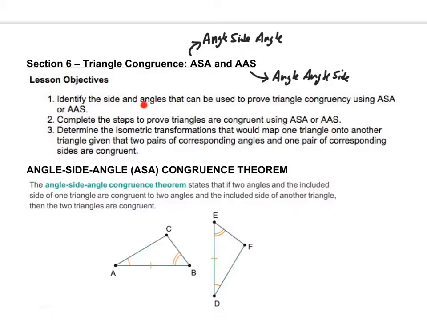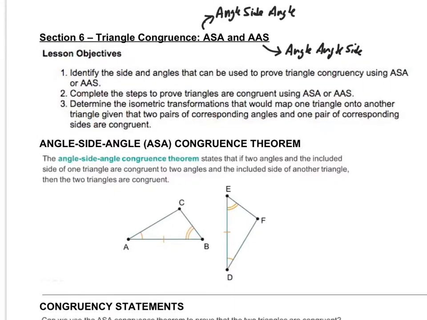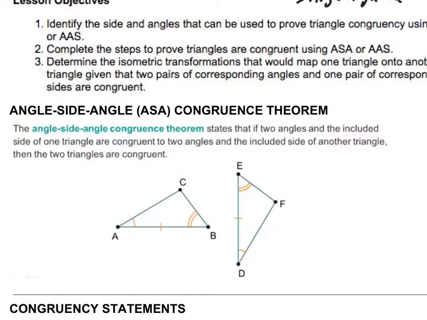So we're going to identify side lengths that can be used to prove triangle congruency using ASA and or AAS. Complete the steps to prove triangles are congruent using ASA or AAS. And we want to determine the isometric transformations that would map one triangle onto another triangle given two pairs of corresponding angles and one pair of corresponding sides are congruent. So let's first start off with the angle side angle congruence theorem.